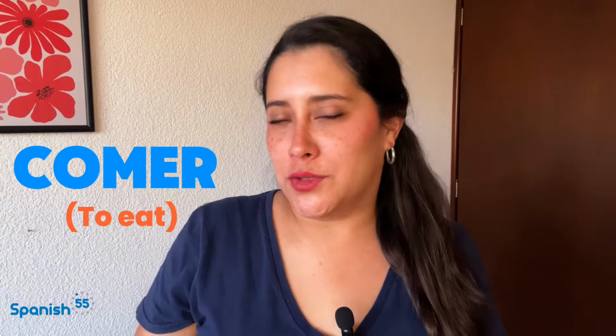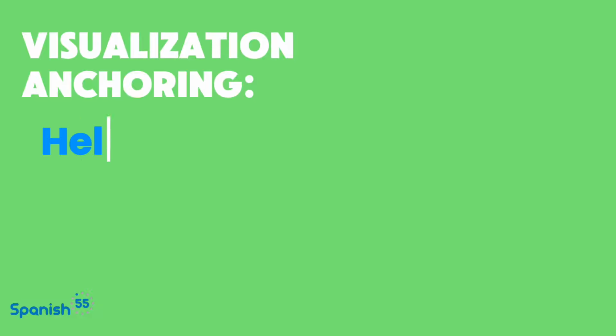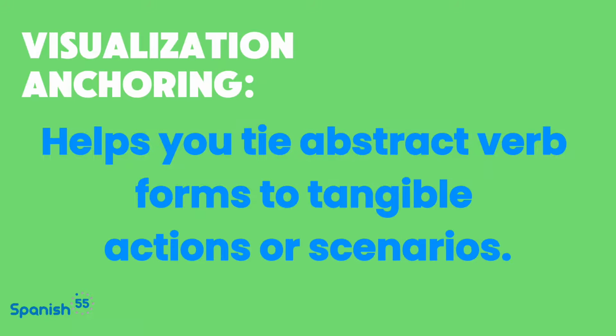Link verbs to short visual stories in your mind. For example, to remember the preterite tense, imagine a story where someone did something yesterday. If you're conjugating comer, to eat, visualize yourself having a big meal last night by saying comí mucho. This technique, called visualization anchoring, helps you tie abstract verb forms to real-life situations, scenarios, or actions. Just to give you an example, I'll give you a story in present tense about Maria's routine, and I'm pretty sure that at least 1 or 2 verbs will stick.